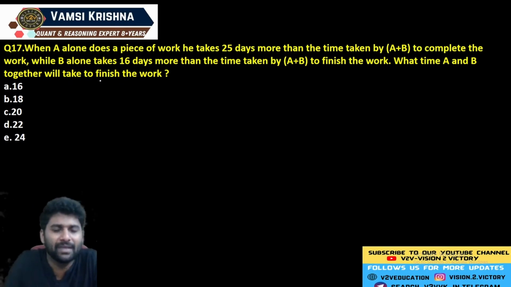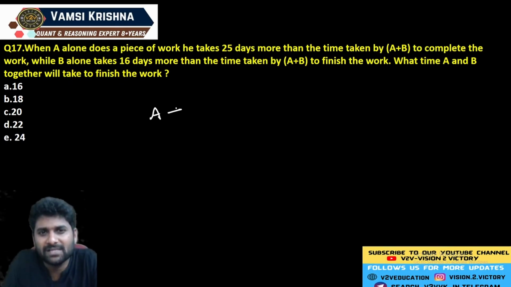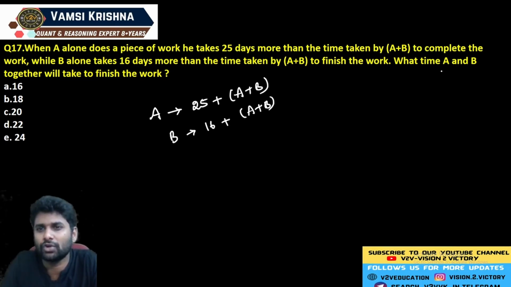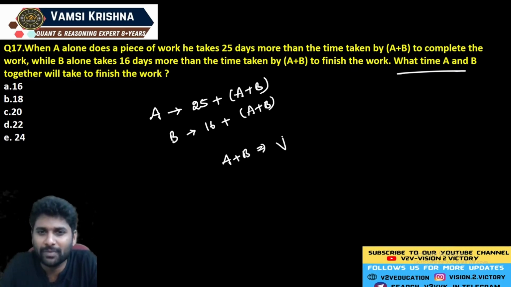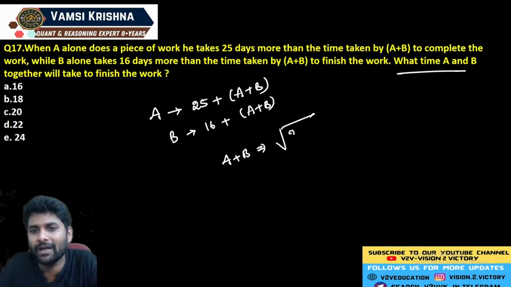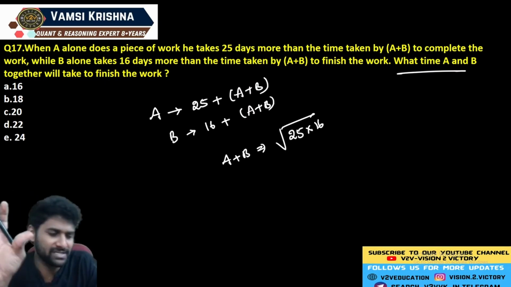Now next question, see. If A alone does a piece of work, it takes 25 days more than A and B together. And B alone takes 16 days more than A and B together. Now the question: the time taken by A and B together to finish the work. So there is a direct theory, guys. A and B can complete the same work in the square root of the product of 25 and 16. So this is the theory. If you want proof guys, go through the concept, then you can understand the proof.